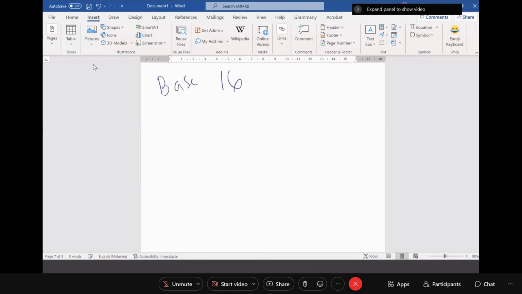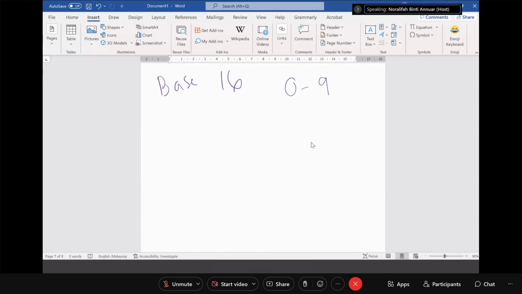Okay, base 16. Kalau base 16 ni is a bit unique. For decimal, kita ada 0 sampai 9 ya. Jumlah dia 10 kan. So, kalau using the hexadecimal, how do you represent 10, 11, 12, 13, 14?